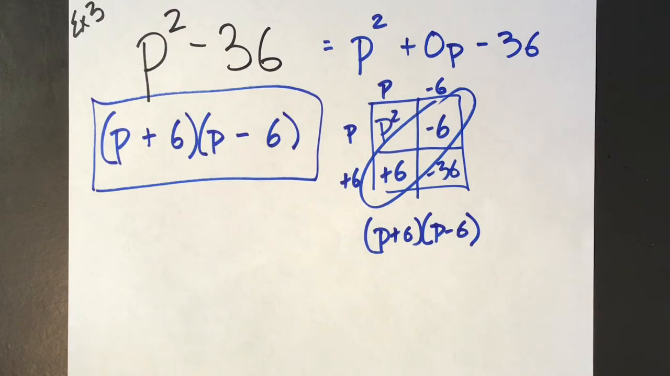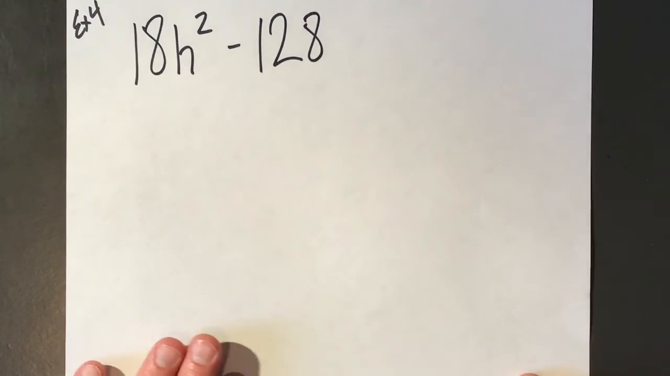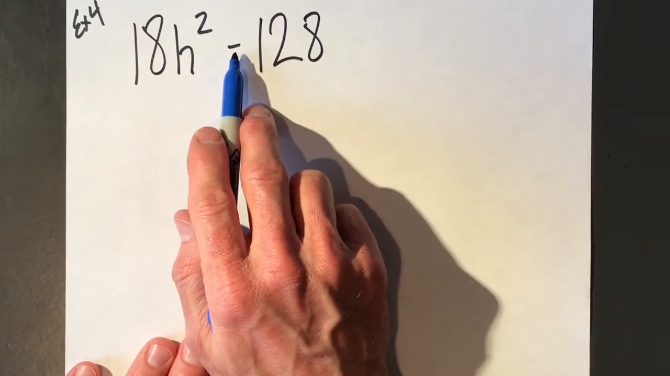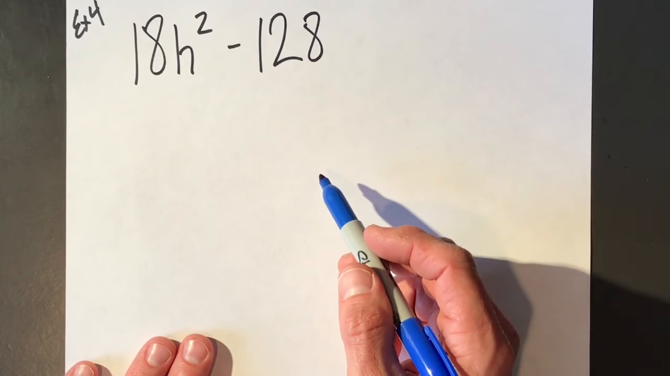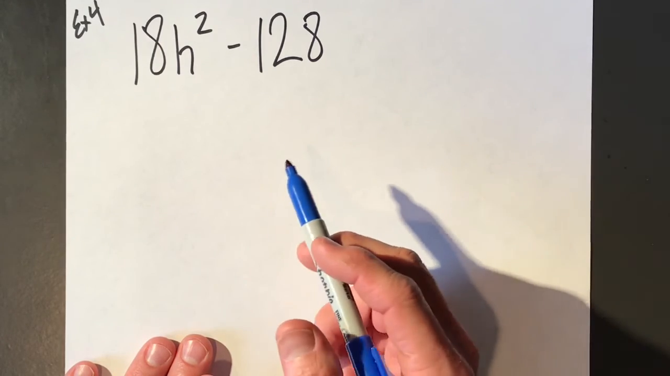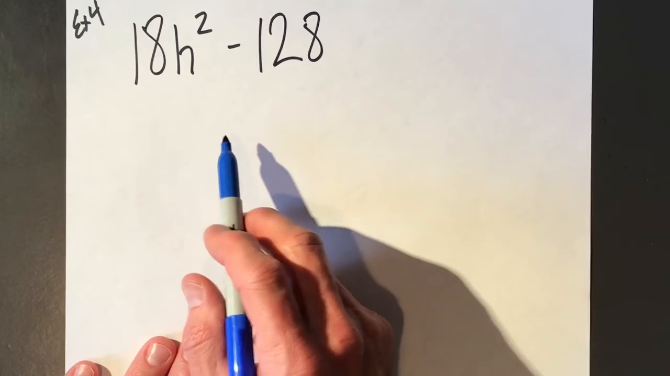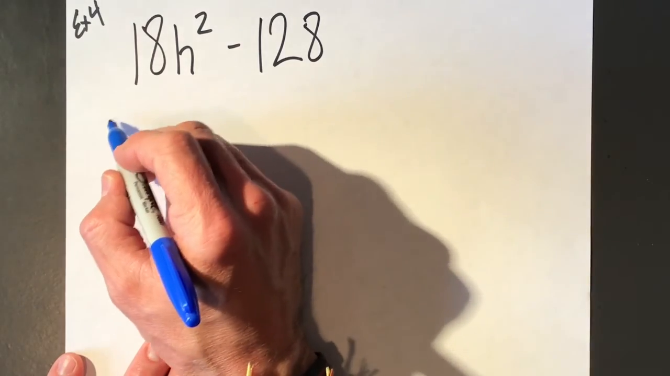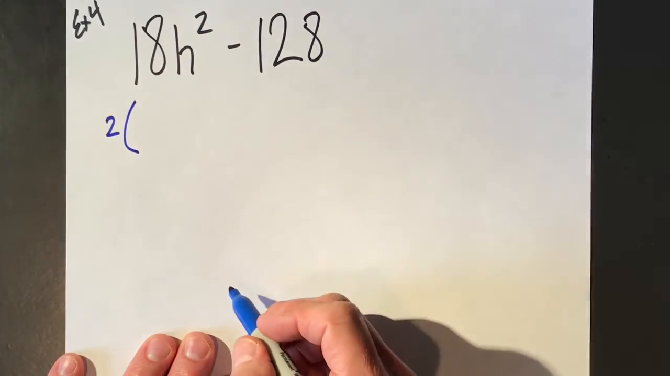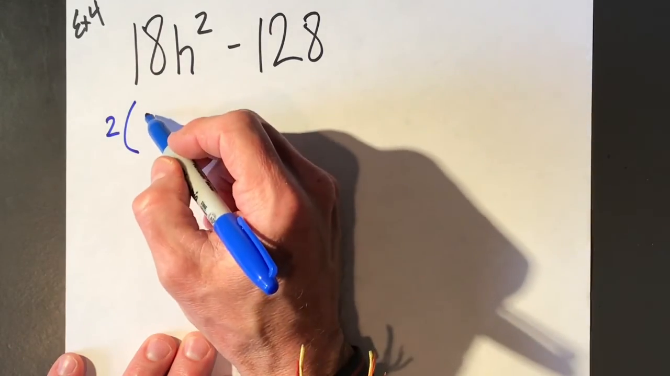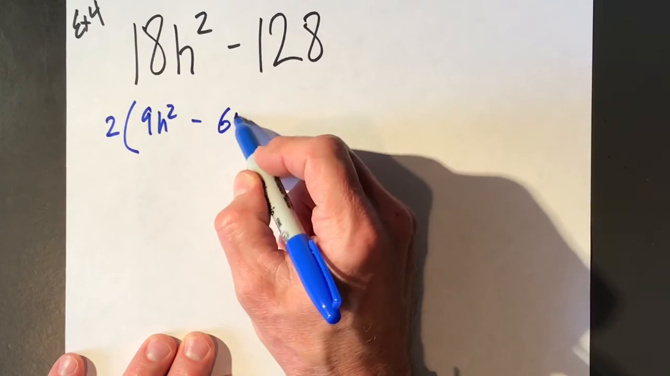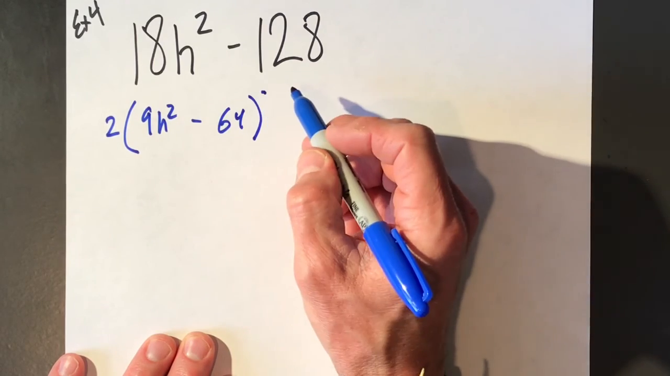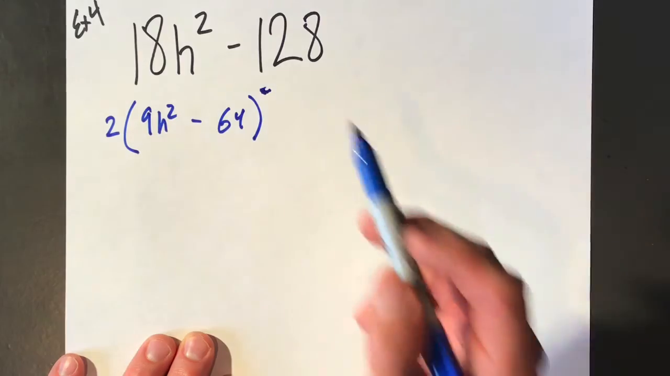And just to make sure that you don't get surprised by this, let's take a look at one more. This one right here looks like the difference of maybe some squares, but 18 and 128 aren't anything that looks familiar to me. Well, one thing I do notice, though, is that they're both even, so maybe I should mess around with taking some stuff out. If I took out a 2 as a greatest common factor, I'd get 9h squared minus, 2 goes into 128 64 times, and no, nothing there.